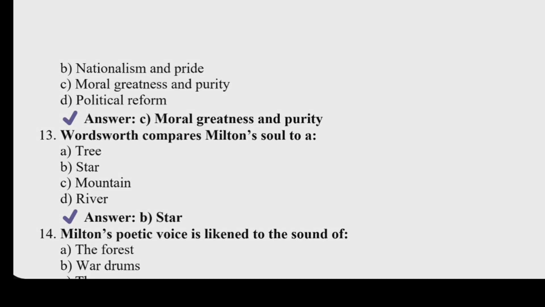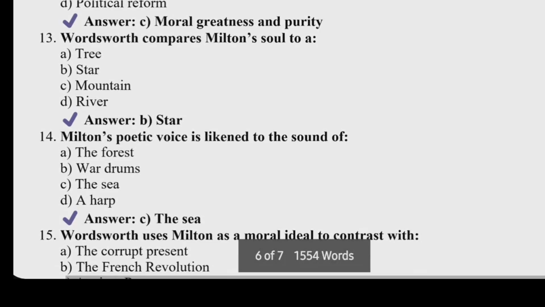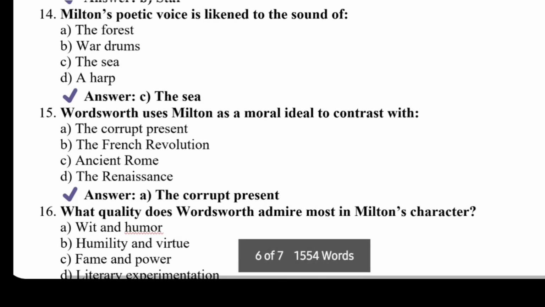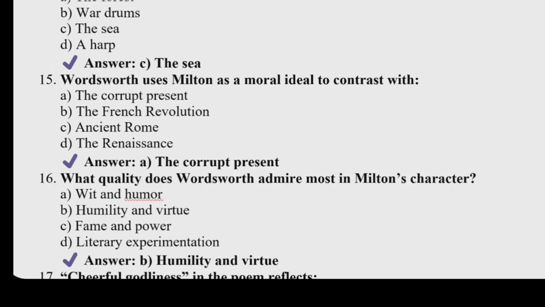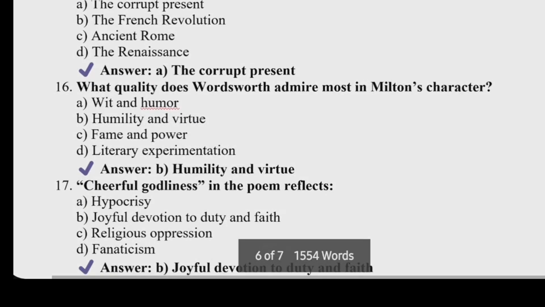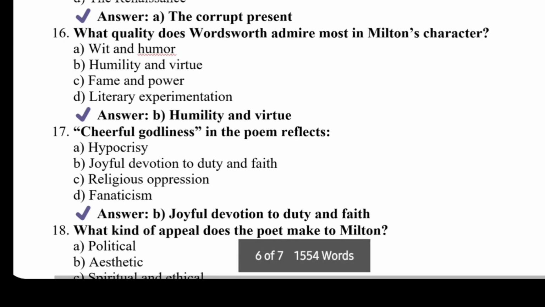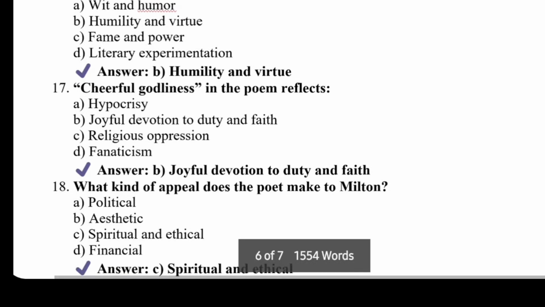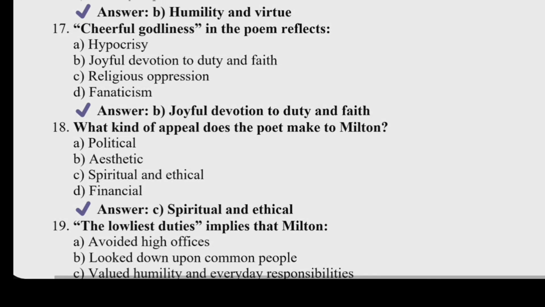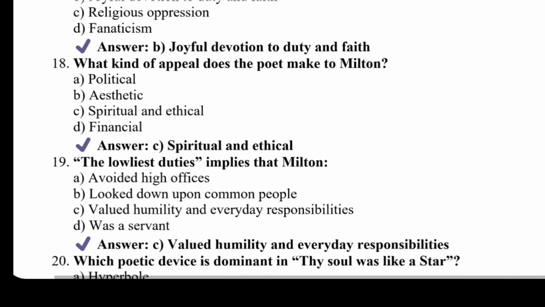Wordsworth compares Milton's soul to a star. Milton's poetic voice is likened to the sound of the sea. Wordsworth uses Milton as a moral ideal to contrast with the corrupt present. What quality does Wordsworth admire most in Milton's character? Humility and virtue. Cheerful godliness in the poem reflects joyful devotion to duty and faith. What kind of appeal does the poet make to Milton? The spiritual and ethical. The lowliest duties implies that Milton valued humility and everyday responsibilities.